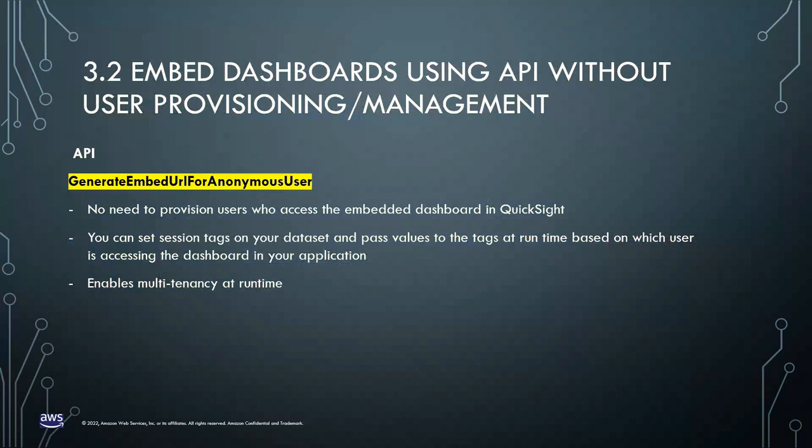And let's say that tomorrow the employee gets promoted to site manager. You don't need to do anything on QuickSight. All you need to say in the API call is, okay, now for this person, instead of showing only production line A, please show data for production line A, B, and C.